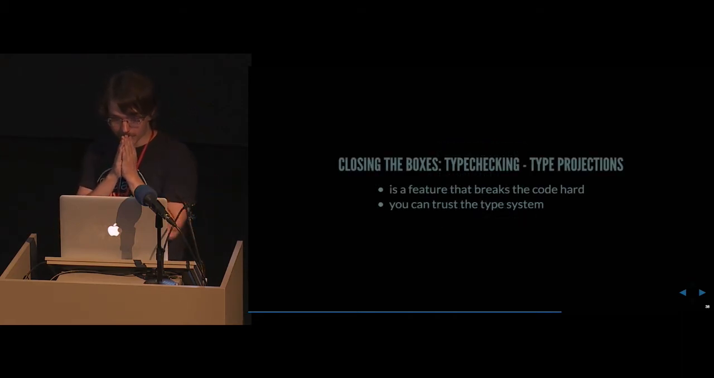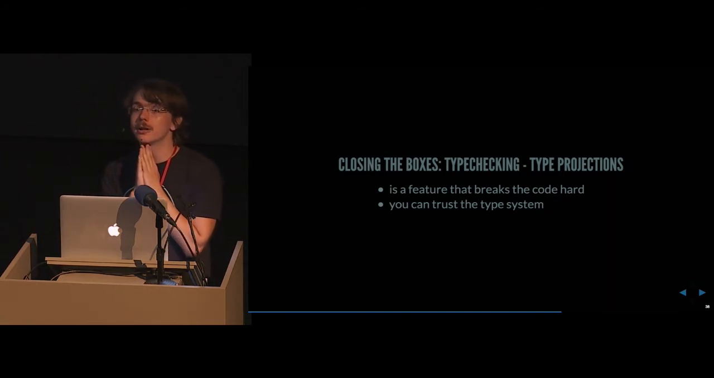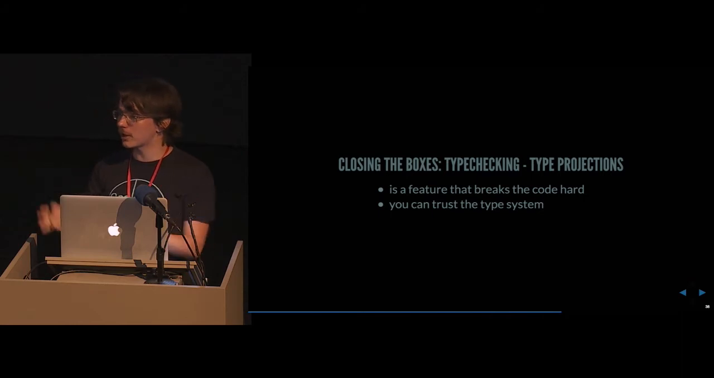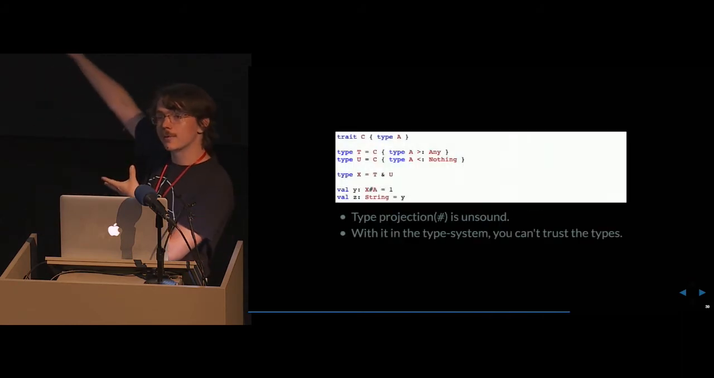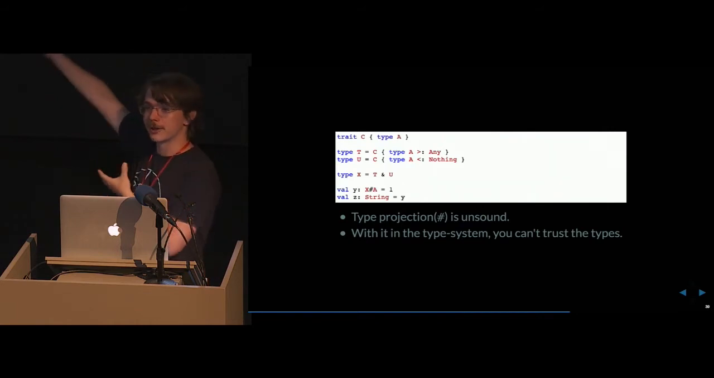One of the features about type checking and type inference is type projections. Type projection has been in Scala for a long time, and only recently we got to know that type projection is actually unsound. You can write simple examples of code which are able to prove everything, which are able to prove that an integer is a string. And as long as we have type projection in the type system, you can't rely on the types. You can't believe anything that you write, more or less. It's harder to write this in Scala because you need a lot of code, but given the fact that in Dotty we have wonderful syntax, this is an example of code which proves that an integer is a string.